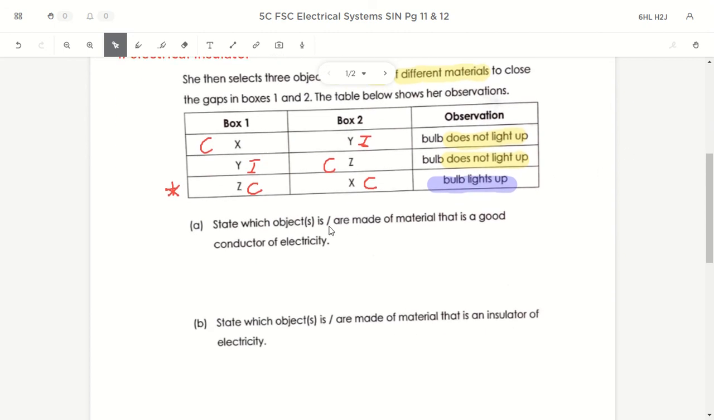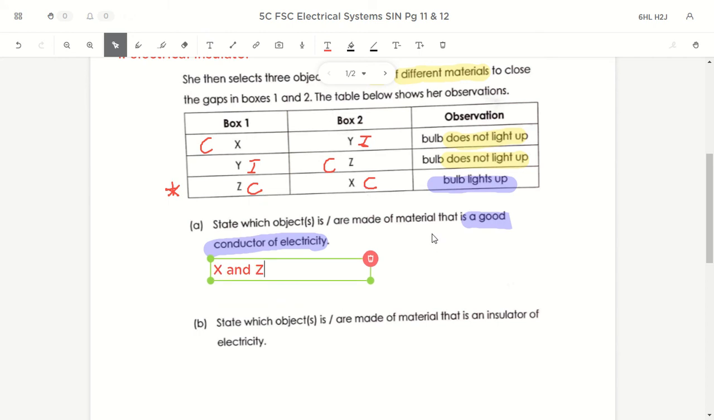State which objects X, Y, or Z are made of material that is a good conductor. So I want a good conductor of electricity. I know that it must be X and Z, because X and Z are conductors.